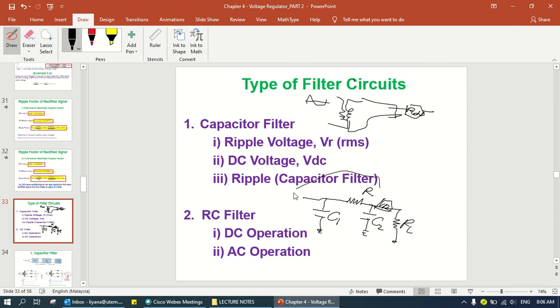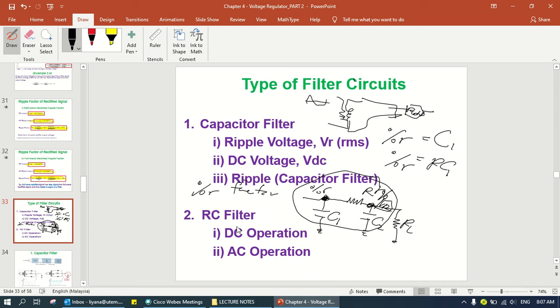But now we want to discuss this part. We have the calculation to calculate the percentage of ripple. After you add only C, and after you add RC, you want to see the difference between the ripple for C only, C1, and after you add RC. That's the objective for this filter circuit. For the capacitor filter, you will see ripple voltage, DC voltage, ripple factor, and percentage of ripple. For the RC filter, you will also calculate the percentage of ripple, based on the DC operation and AC operation.